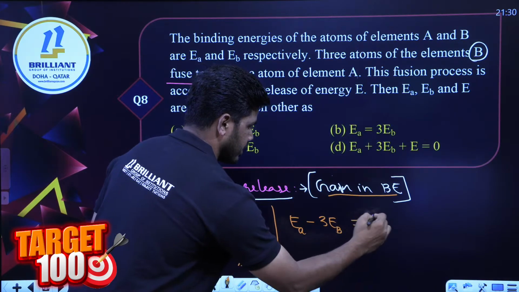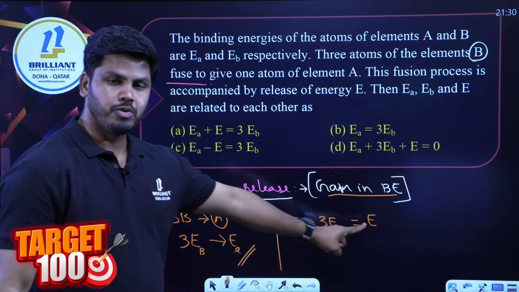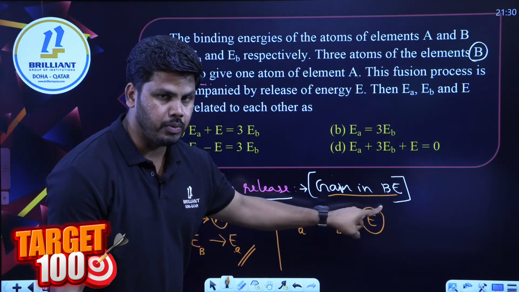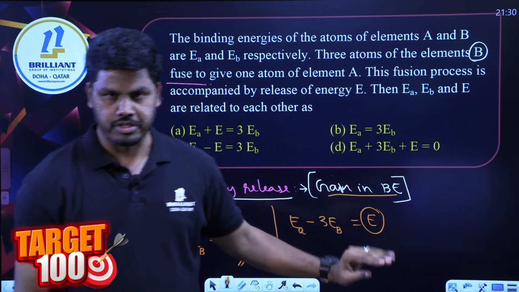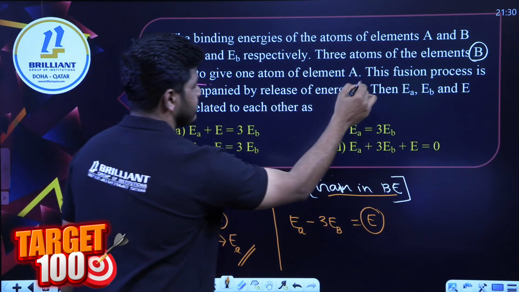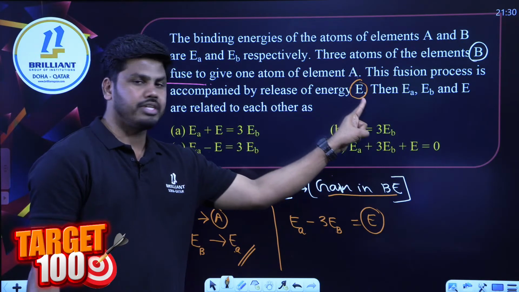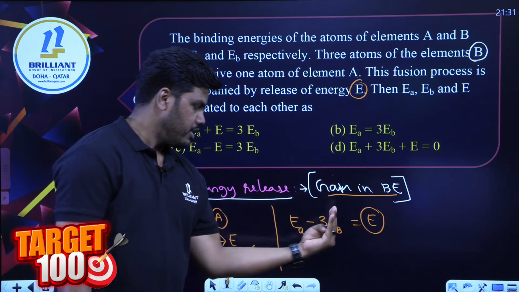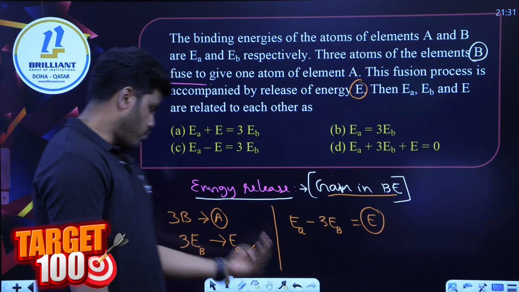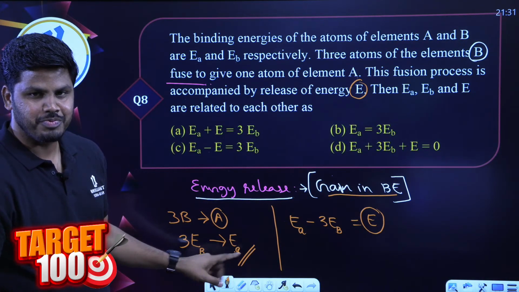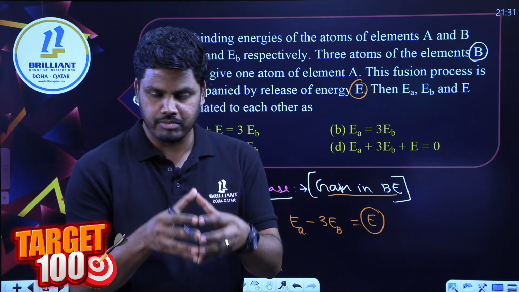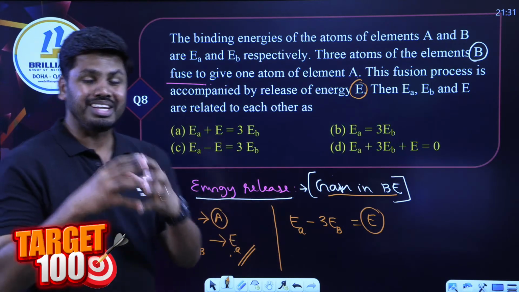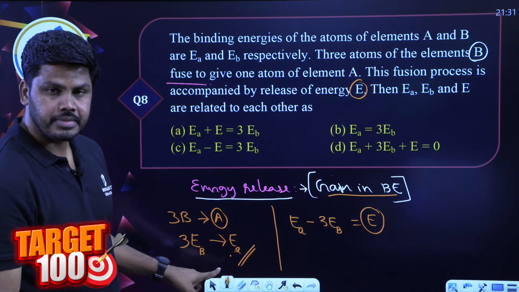That is going to be E. E is the energy released in this process. Energy released is always the gain in binding energy. The question says energy released is E. So released energy will be equal to the gain in binding energy. What is the gain in binding energy? Final binding energy minus initial binding energy. The final binding energy is EA, because we got nucleus A as a result of the fusion. What is the initial binding energy? How did we get A? By fusing 3 B atoms. So 3 EB. Correct?